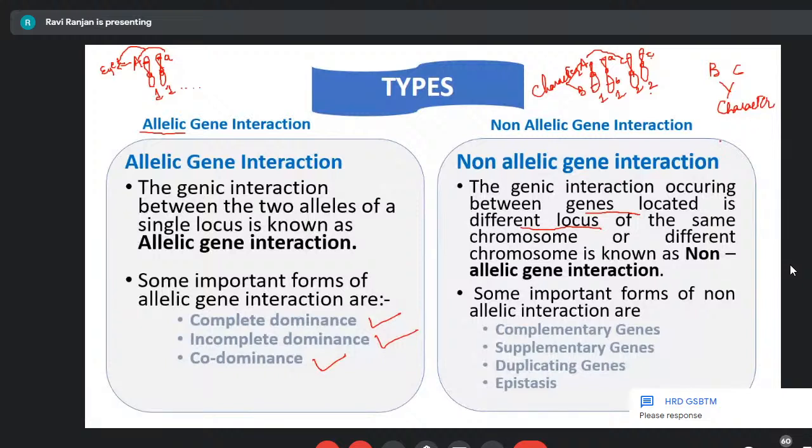But if there is an interaction between B and B and it is giving you some character, whether it is an example of allelic gene interaction or a non-allelic gene interaction. Allelic gene interaction. Thank you.